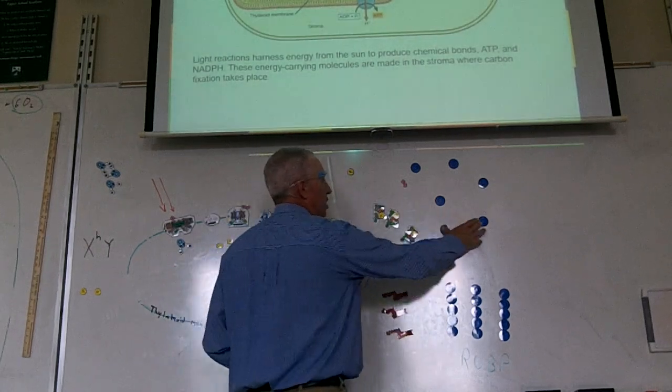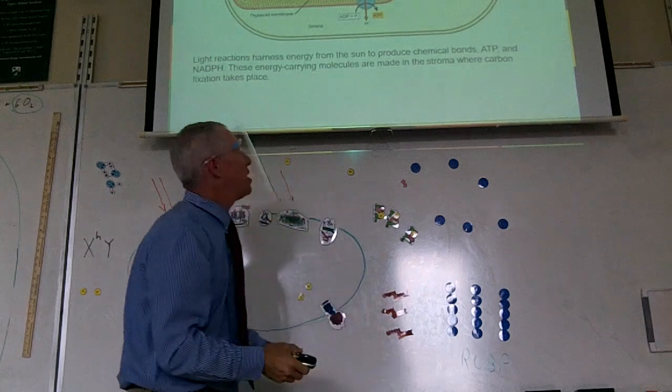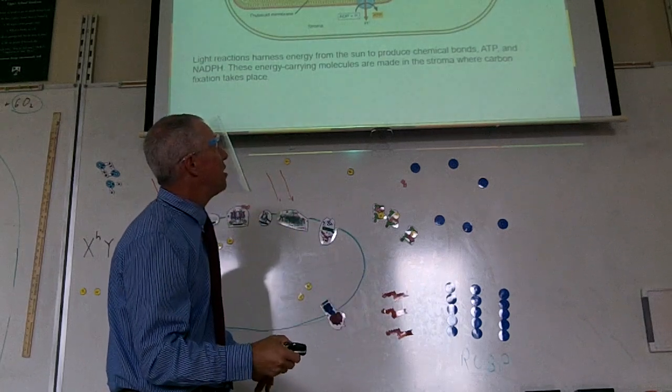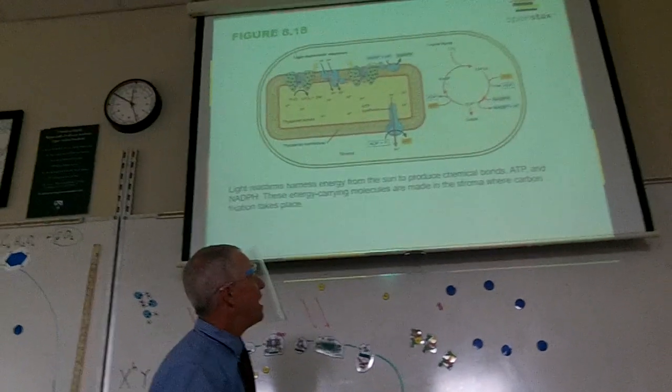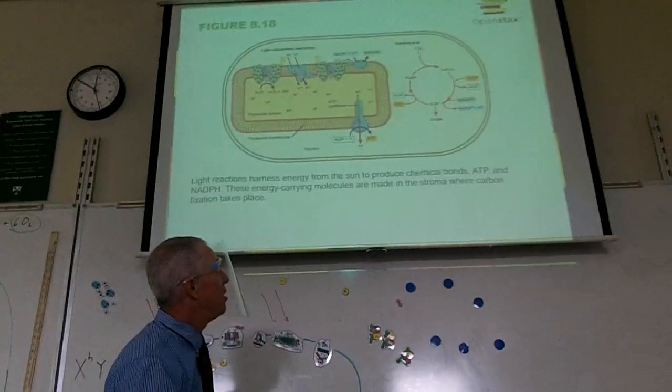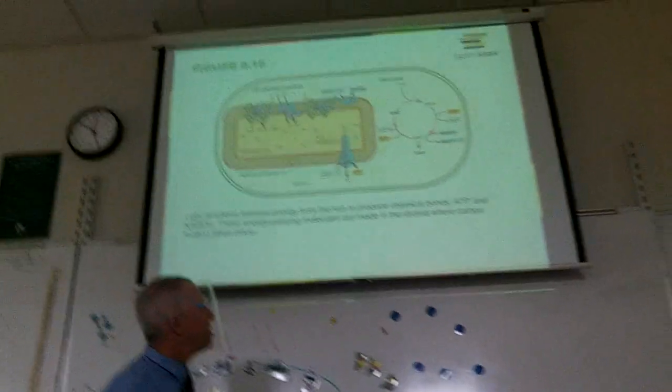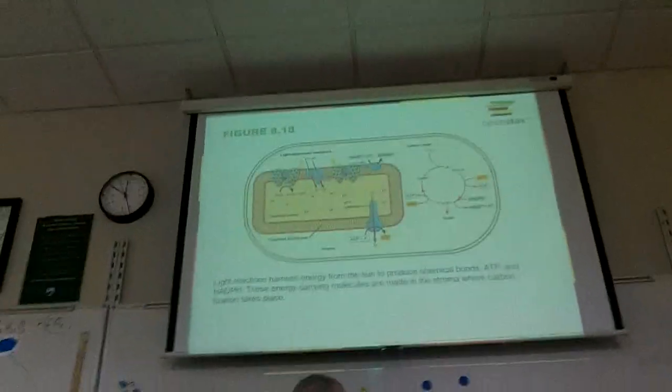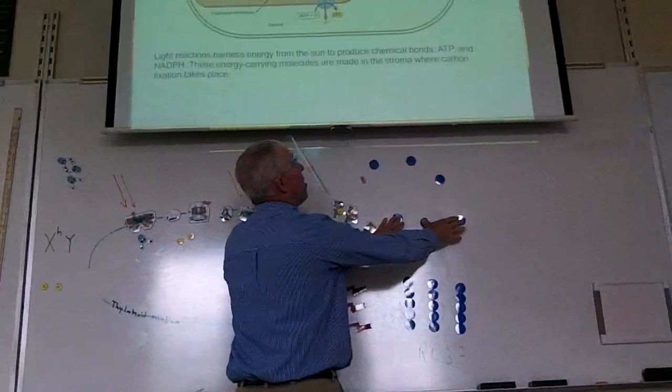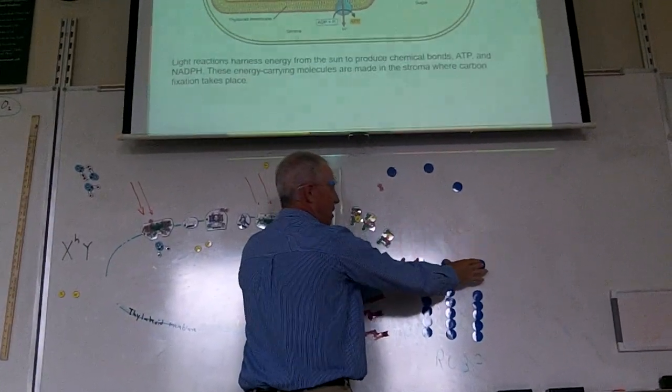Now, the first thing that happens in the process, just follow this along. The RuBP attaches to the CO2. The CO2 comes in and attaches to the RuBP. You want to see that? We're going to do it 3 molecules at a time. Click.